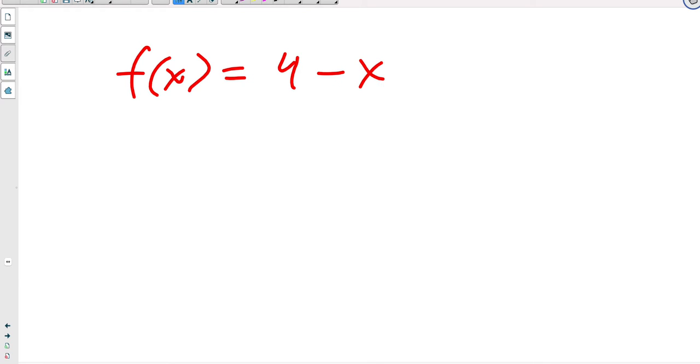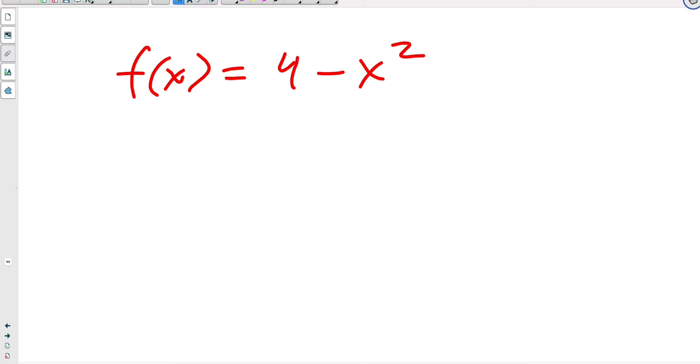Is number 12 and number 26. Both of them deal with finding the domain, and 12 also deals with finding the range. So it says to find the domain and range algebraically. Honestly, for number 12, I don't see how you can find it algebraically.